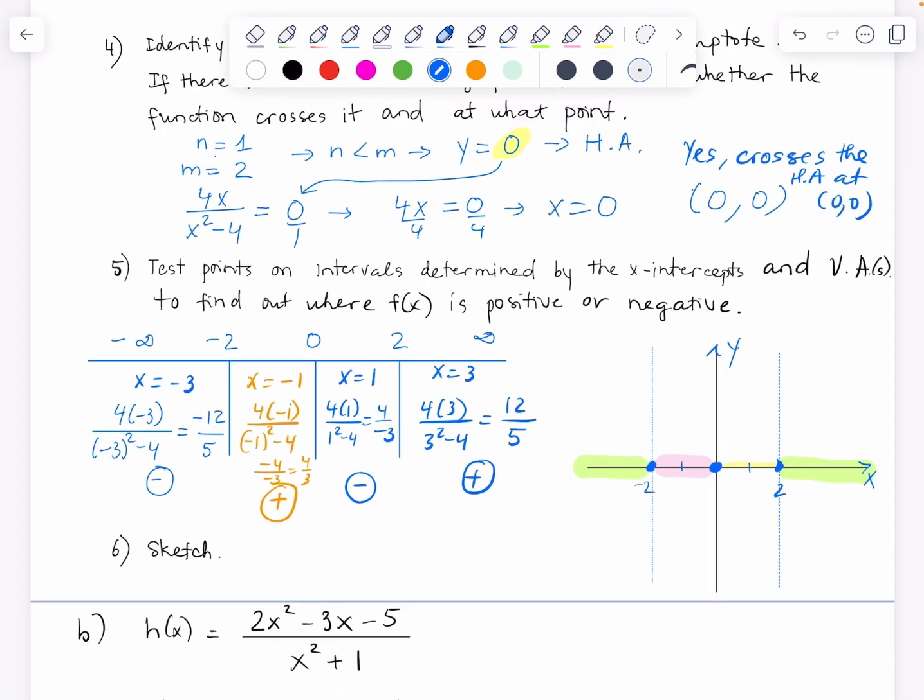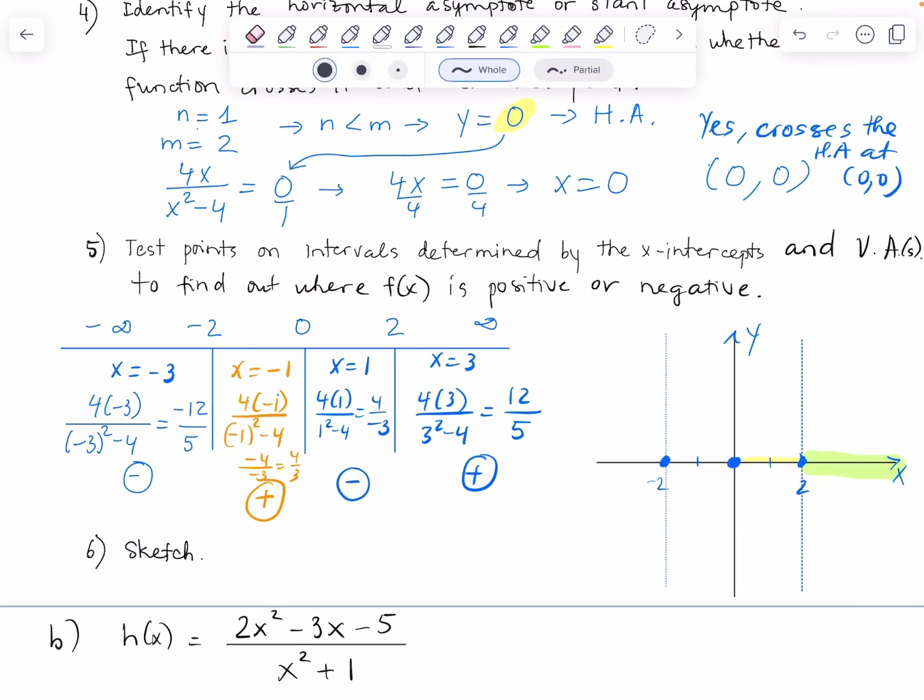So what does that tell us? Let me erase all these highlights. Okay, so now it's telling you that the interval between -infinity to -2, the graph is going to be negative. What it means is the graph is going to be below the x-axis. So it's going to be in this area here. And then between -2 to 0, as you can see, the answer is positive. So that means the graph will be above the x-axis. Here is between -2 to 0.